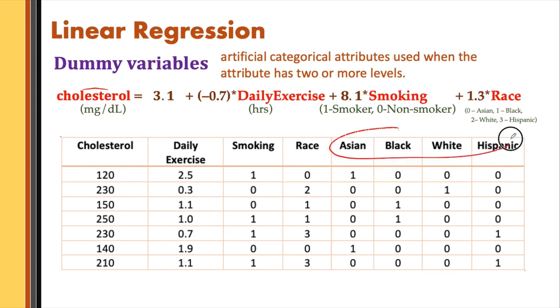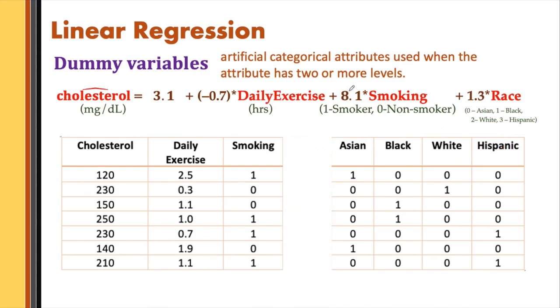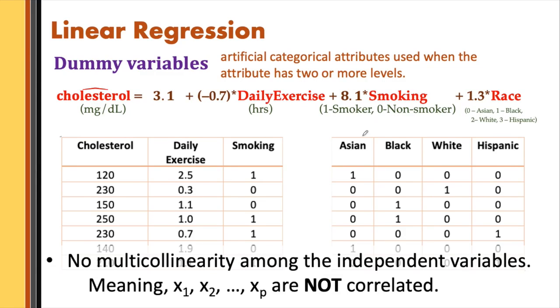Now, since these 4 attributes already represent this 1, we may now disregard the attribute which is race. However, an assumption of linear regression is that there must be no multicollinearity among the independent variables. These 6 predictors must not be correlated or must not be dependent with each other.